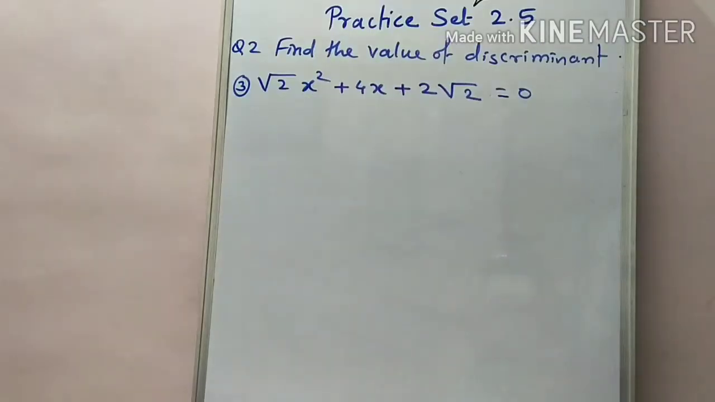Okay, now the second question is, find the value of discriminant. We here try to solve the third one. The quadratic equation is root 2 x square plus 4x plus 2 root 2 equal to 0. And now the discriminant value means what? Yes, the value of delta means b square minus 4ac. And for that we compare this given equation with the general form, first we write down the values of a, b and c, and then we find out b square minus 4ac.